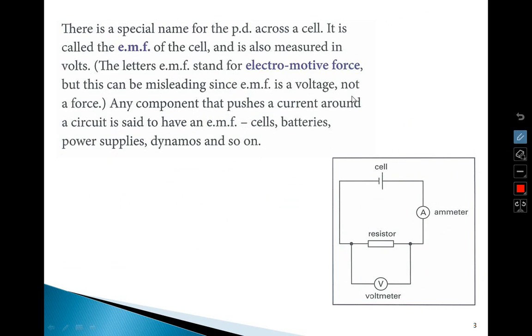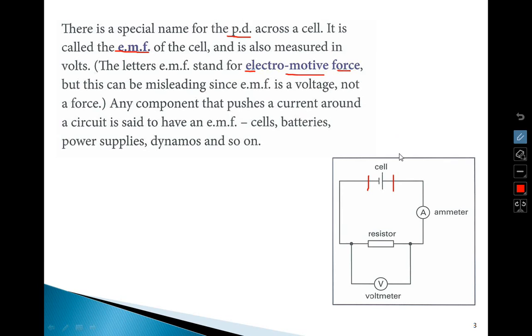Actually, as we said before, there is a special name for the voltage here, or the source of the voltage that pushes current to flow through the circuit. As we said before, the special name is what? The voltage across the cell or the power supply or any source of voltage is called EMF, as we mentioned in the last lesson. EMF stands for electromotive force.